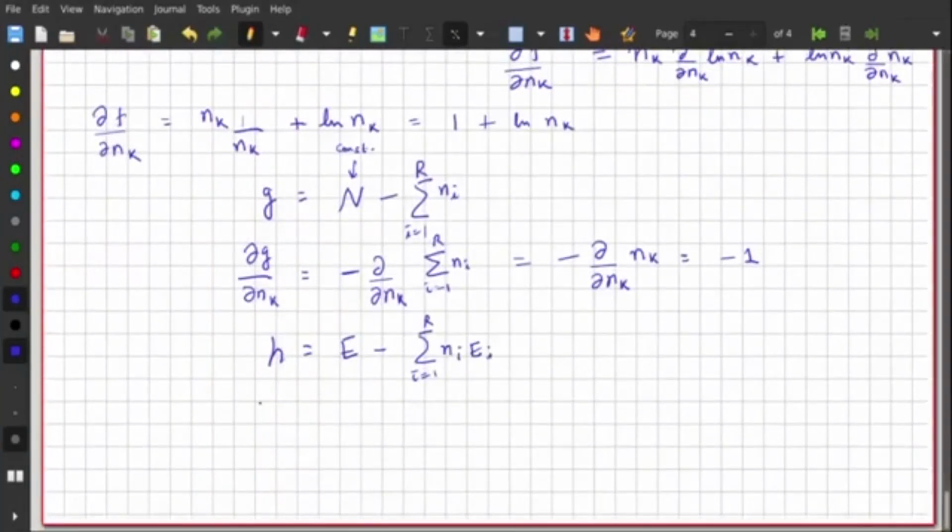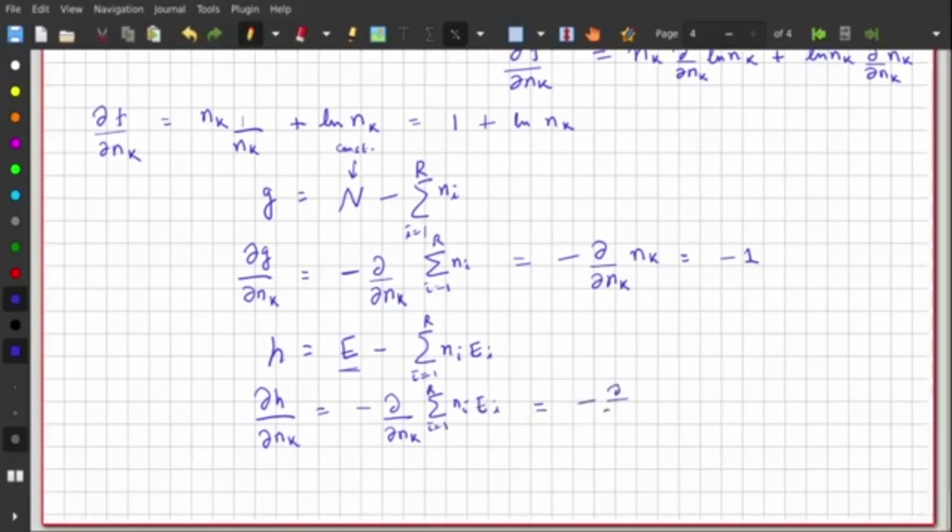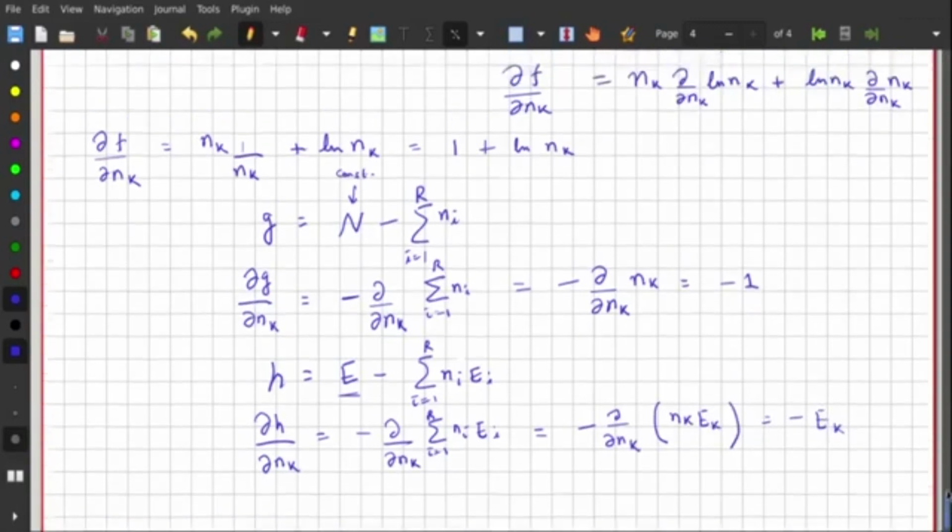Okay, and if you write partial h with respect to n_k, again, given that we are dealing with an isolated system, E is constant, so that is 0. So what we have is negative partial with respect to n_k of the sum over i equals 1 to r of n_i e_i, and the only term that will contribute again is the kth term itself. This is minus partial with respect to n_k of n_k e_k. So this becomes minus e_k.